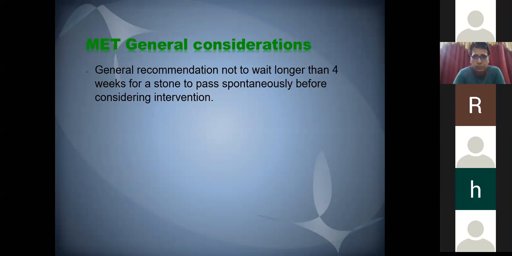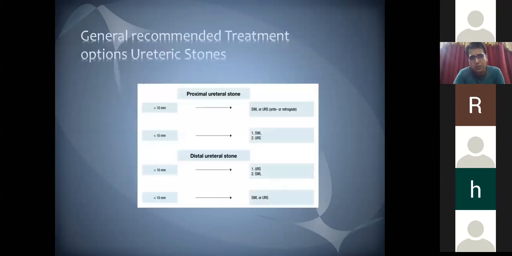So if you're giving MET, medical expulsive therapy, then you have to wait for 4 weeks, because within that time, if the stone spills down and passes spontaneously, then that's fine. But if the stone is not passing and 4 weeks have passed, it's better to go for some surgical intervention, because if you let it go on, it can cause severe hydronephrosis in the kidney and nephropathy. So that's why it's recommended not to wait more than 4 weeks.